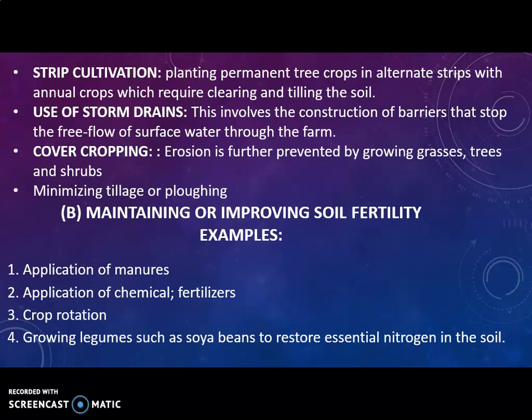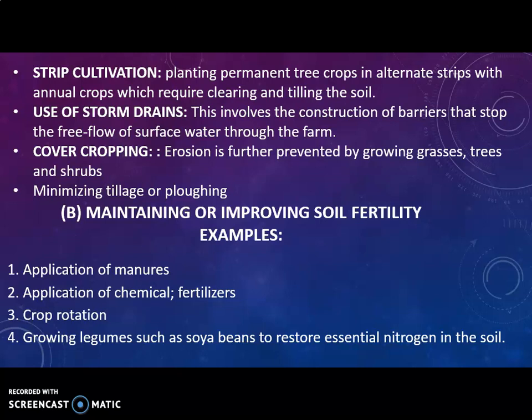Now, the last but not the least on these examples is growing legumes such as soybeans to restore the nitrogen in the soil, because we know that legumes are nitrogen fixing plants. At their root nodules, they undergo a symbiotic relationship with nitrogen fixing bacteria. So through that process, these bacteria will help to fix nitrogen in the soil.